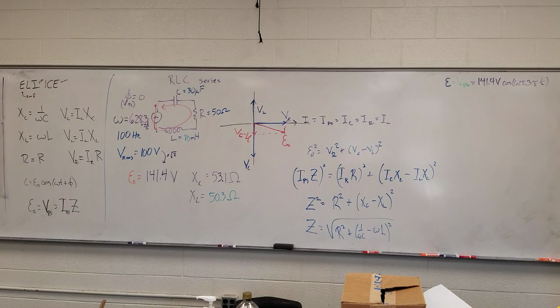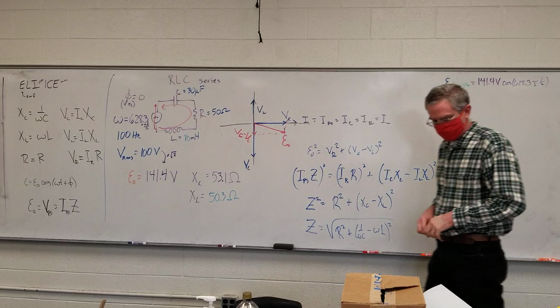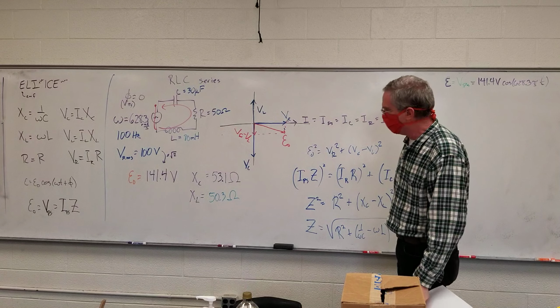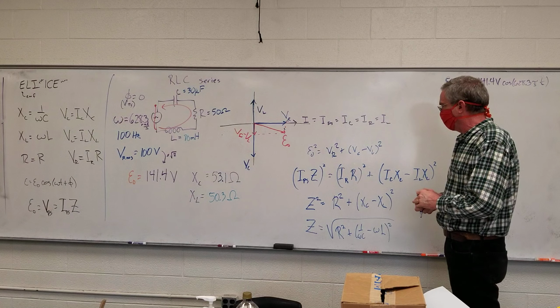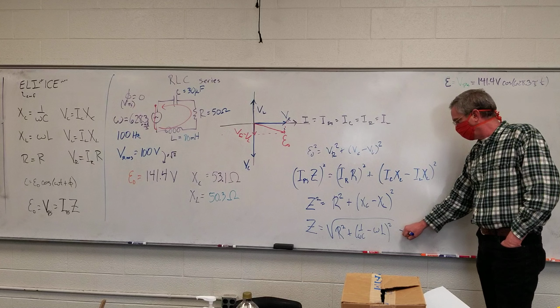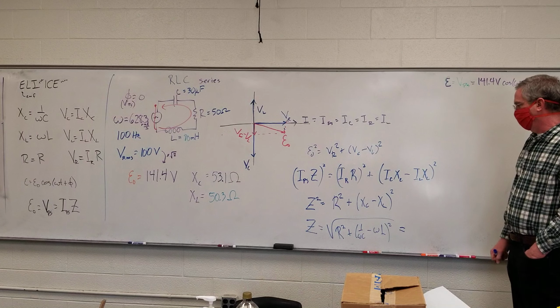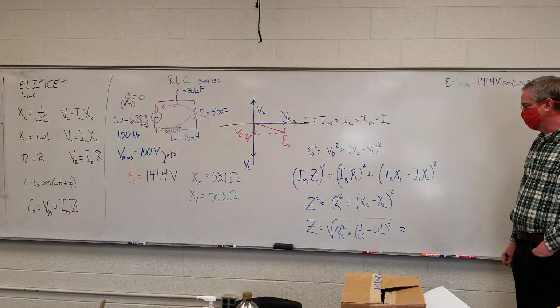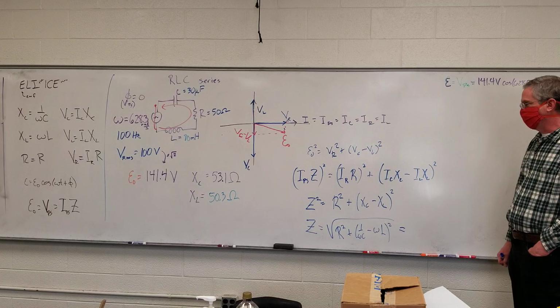So I have X sub C, so ultimately V sub C will be just a little bit bigger than V sub L because they have the same current. All right, so now we can find the impedance, and plug and chug.